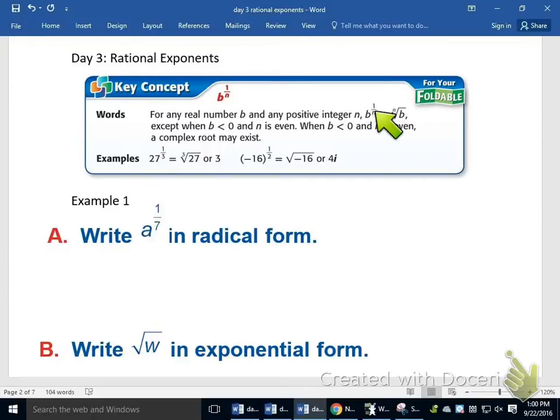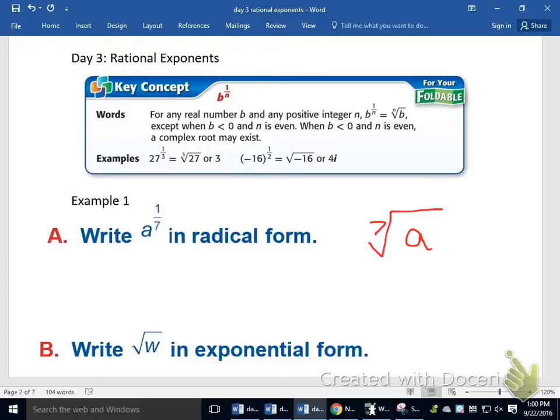So the denominator is always the power of your root. The 1 is coming from the fact that this is b to the first power. Alright, you can see a couple other examples here, but we'll go ahead and jump into this. We're at a to the 1/7 in radical form. The power of the root is 7. It's the 7th root of a to the first power.